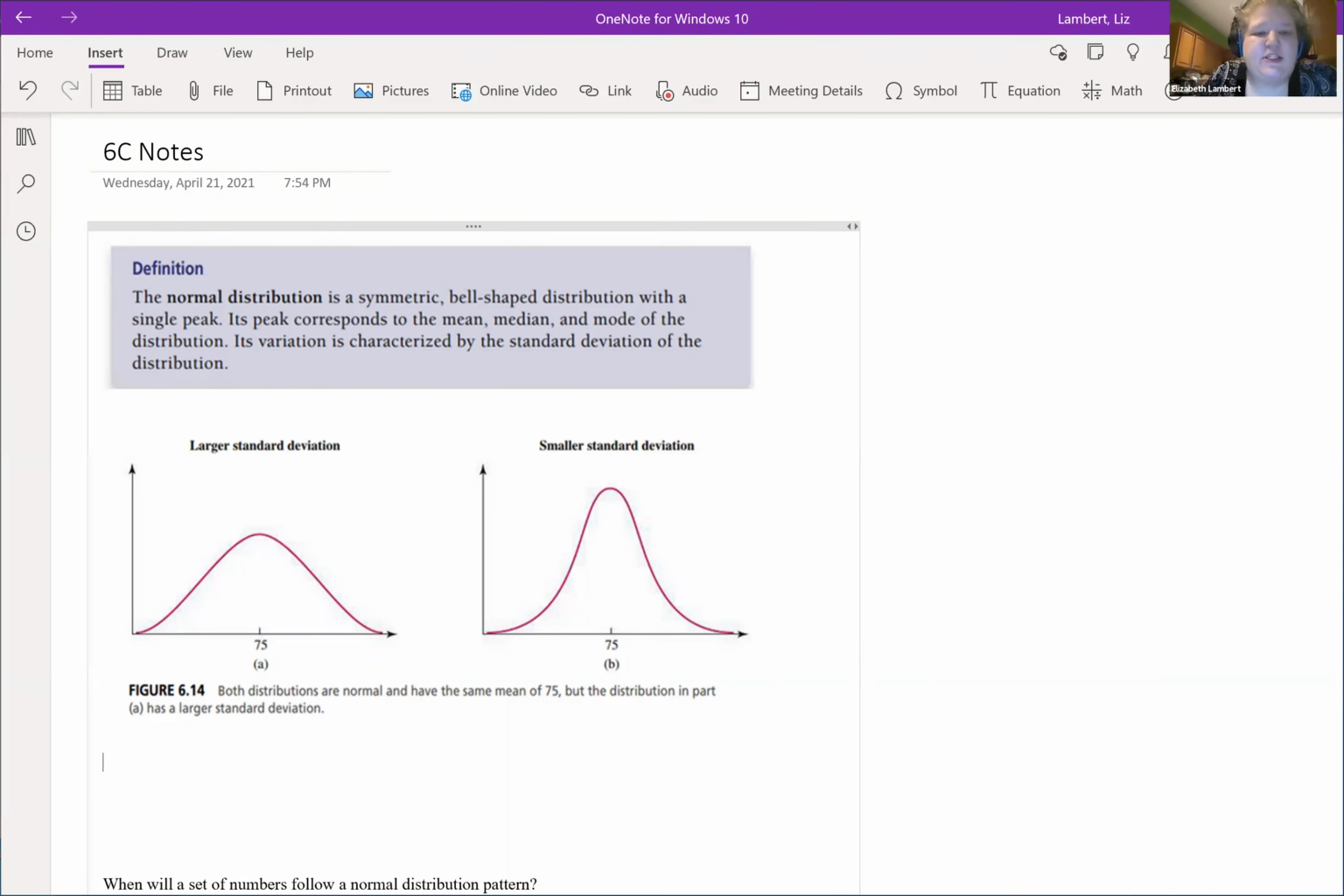So the last section for us is on normal distribution. A normal distribution is symmetric. It has this bell shape. Like when people refer to the bell curve, this is what they're talking about. It only has a single peak, and that peak is the mean, median, and mode all together.